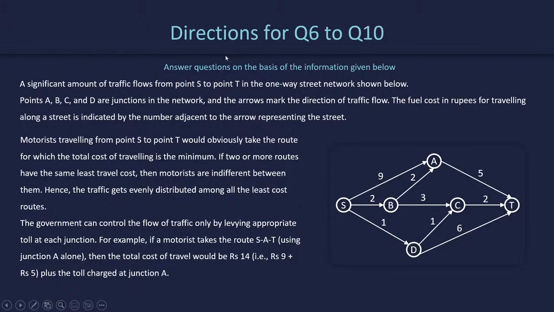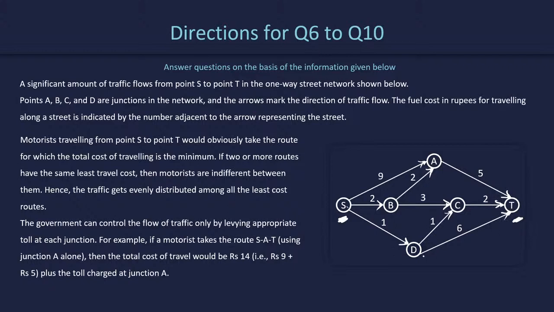Okay, let's move to the new set. A significant amount of traffic flows from point S to point T in the one-way street network as shown. So ये arrows देख रहे हो आप लोग? ये arrows बता रहा है कि कौन किधर से किधर की तरफ जाएगा.